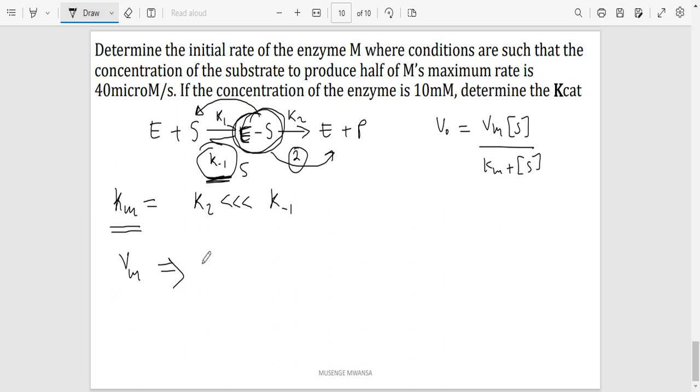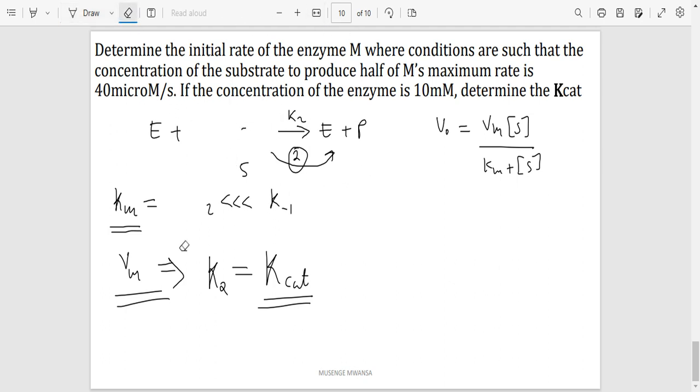So this maximum velocity is going to be equal to K2, or is going to be equal to what we call Kcat when we reach what is called equilibrium. So Vmax is going to be equal to K2 at equilibrium. So basically what we've been given here is the same as this question that we have here, which needed us to have a bit of that knowledge to be able to answer it.